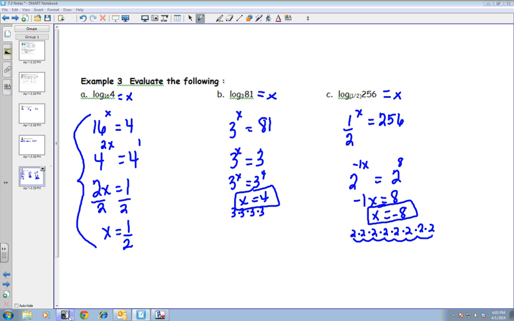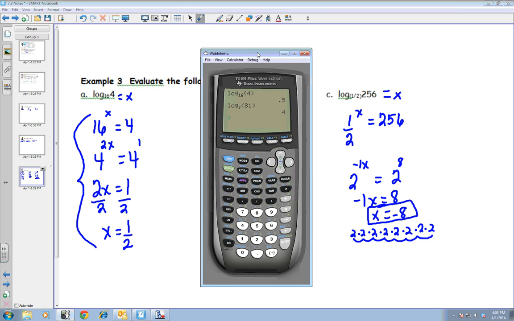Okay, and again, if I want to check myself, math, go down, log base 1/2 of 256, negative 8.